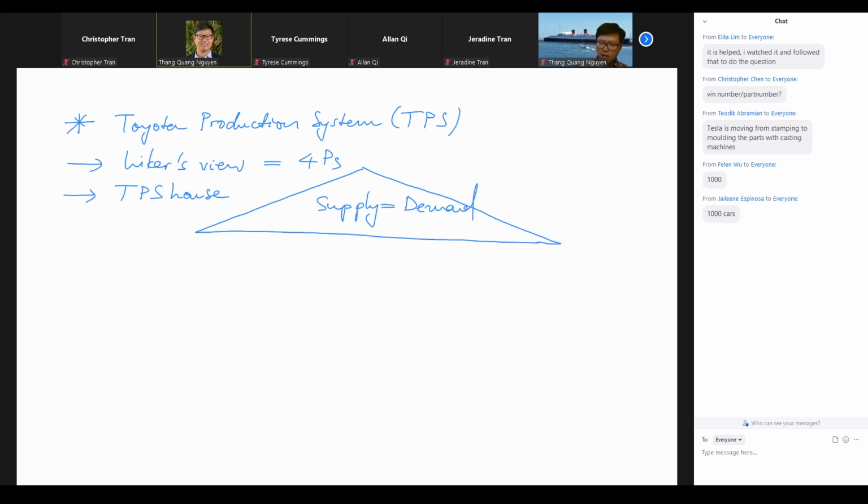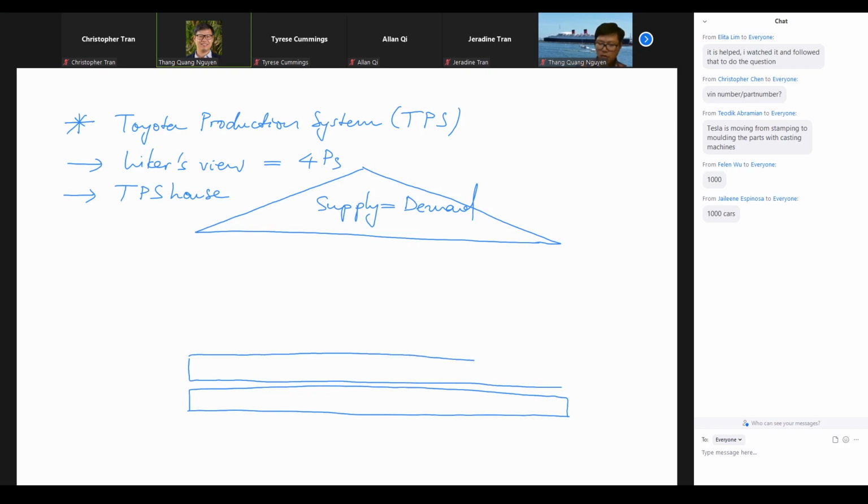Okay, so at the bottom of the house, remember we have the two pillars. The roof is the goal, but to do that, we have to have the foundation, right? We have to do Kaizen, process improvement. We have to reduce variation, and we have to have the flexibility in our system, right? We have the two pillars right here. They are all in the slide.